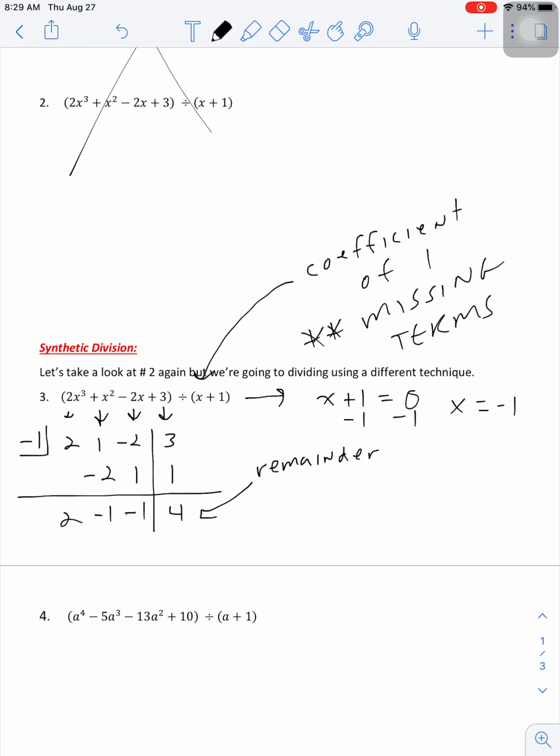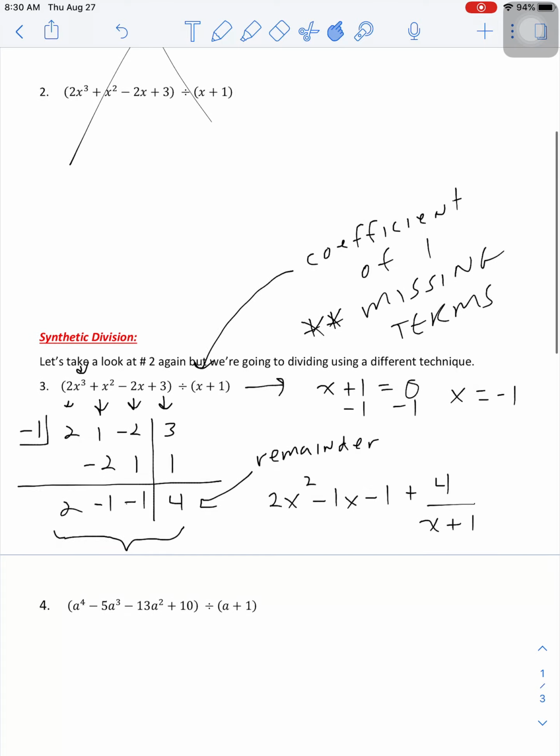When you go to write your answer, you're just going to use the numbers that you have here. Since it starts as a degree 3, our answer will be 1 power less. So we have 2x squared minus 1x minus 1, and then we have to write our remainder, so it's going to be +4 over x plus 1. Now, I don't anticipate that you're going to get that right off one example, so we're going to keep going here.